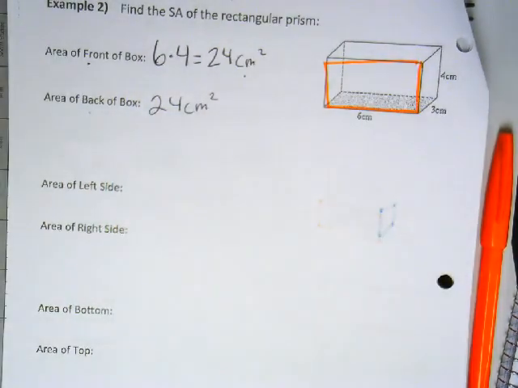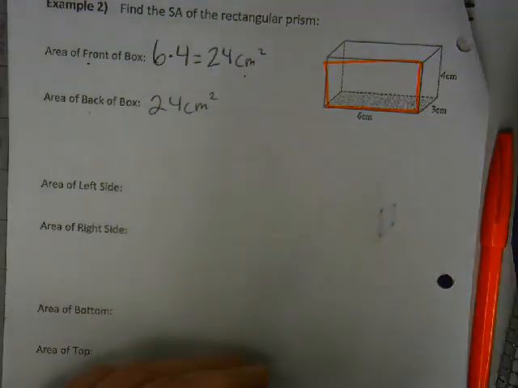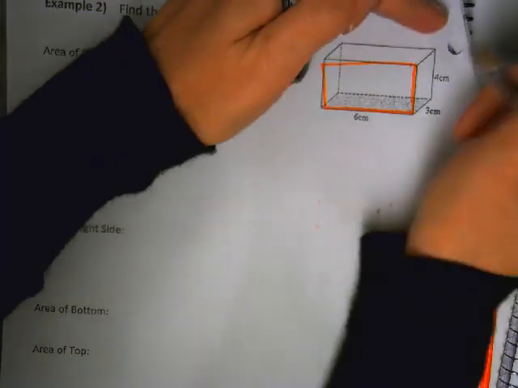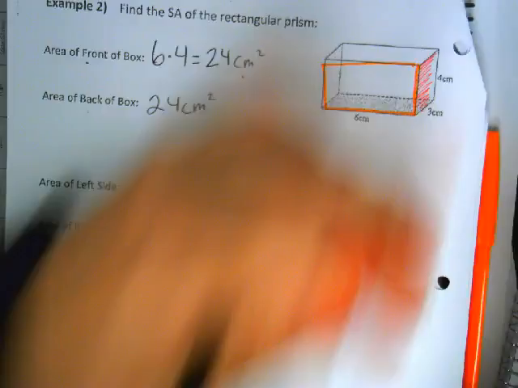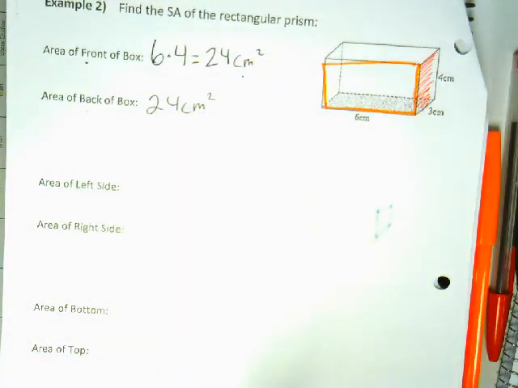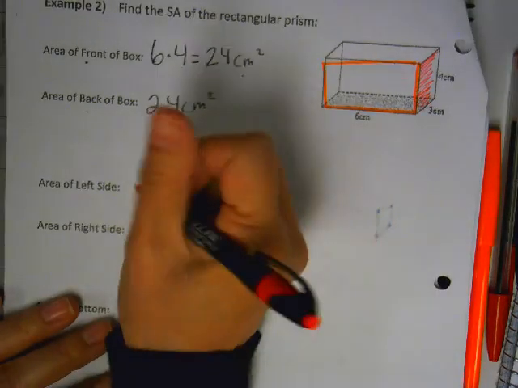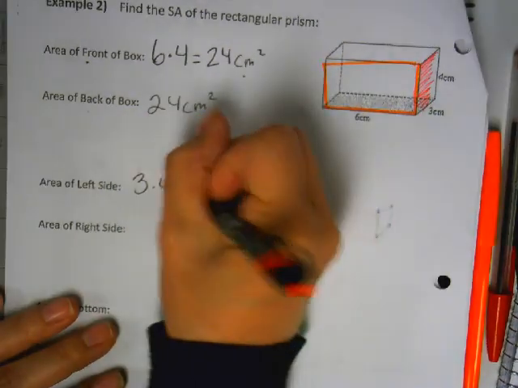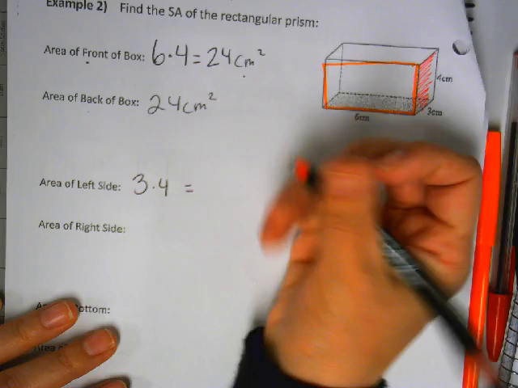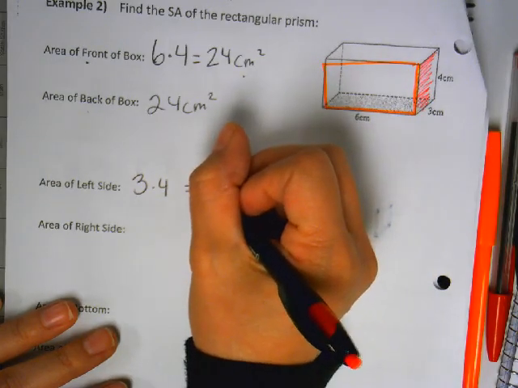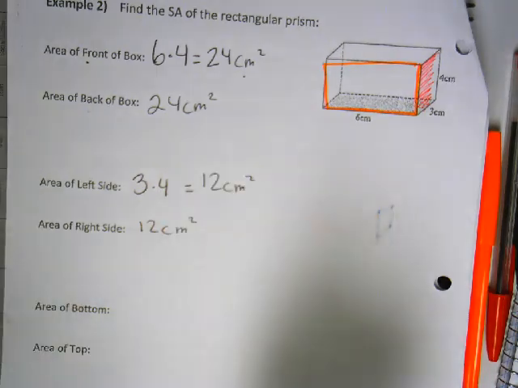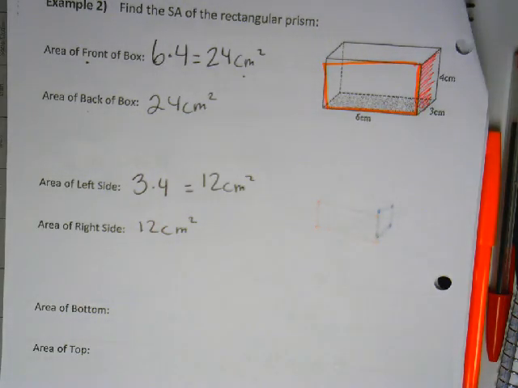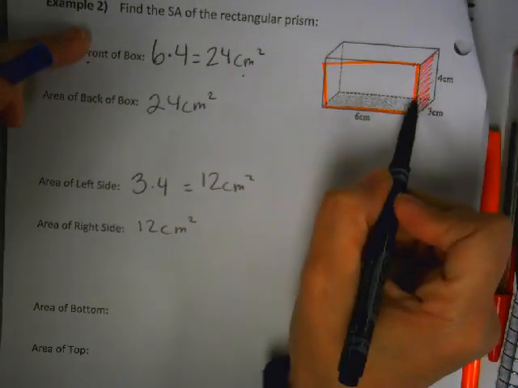All right. Now the left side or the right side. I can clearly see my right side. This is my right side here. What are the measurements of my right side? What's 3 times 4? All right, top or bottom, whichever one you want to do. I'm going to color mine blue.